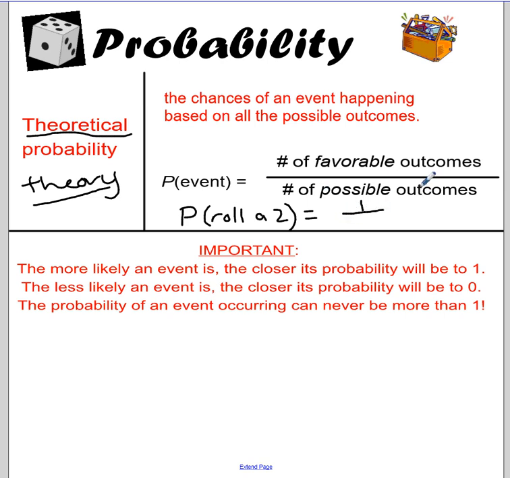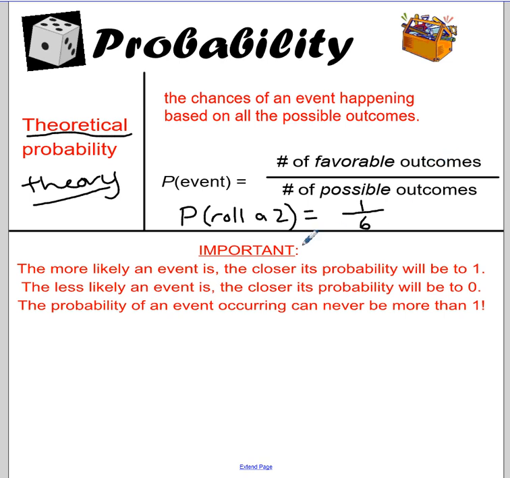Well, if I roll a die, how many different outcomes are there? In other words, how big is my sample space? So the bottom here, this denominator, the number of possible outcomes, that's my sample space. If I roll a die, I could get a 1, 2, 3, 4, 5, or 6. So the probability of rolling a 2 is 1 out of 6. Now, this is theoretical because did I actually roll a die? I did not, right? This is what would happen in theory if I did roll a die.